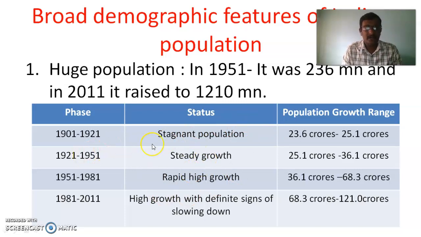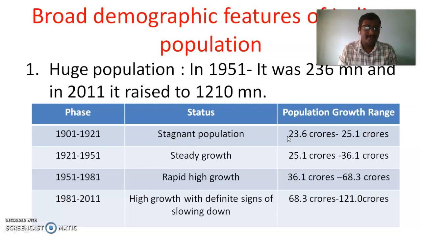In the first phase, that is 1901 to 1921, there was a stagnant population. It was only 23.6 crore in 1901, which rose to 25.1 crore in 1921. The same has risen again to 36.1 crore in 1951. That is, after 30 years, we have an improvement of almost 6 crore. So in this phase, we can say that there is steady growth.